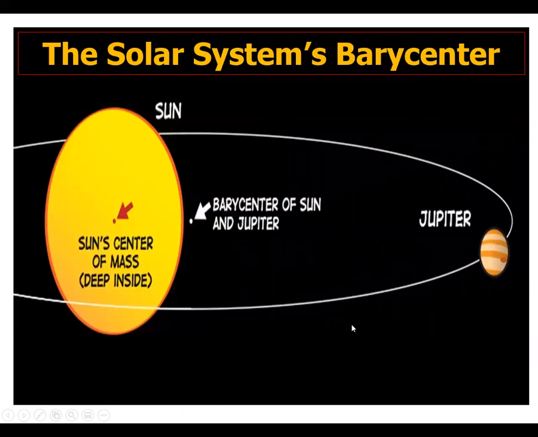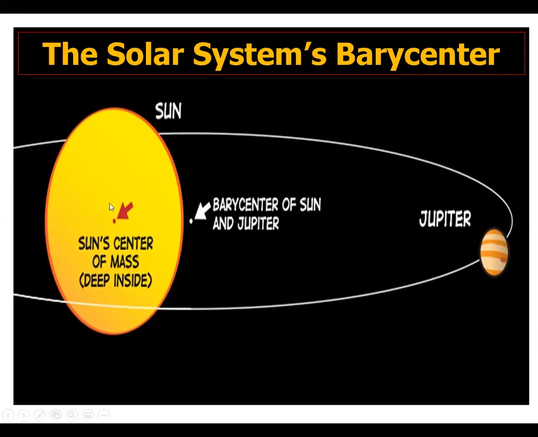How about the barycenter of the solar system? The sun's center of mass is deep inside the sun itself. But the planets do not revolve around the center of mass of the sun. Rather, the planets revolve around the barycenter. In this case, it is between Jupiter, the biggest planet in the solar system, and the sun. The barycenter of the two is located closer to the more massive object, which is the sun.